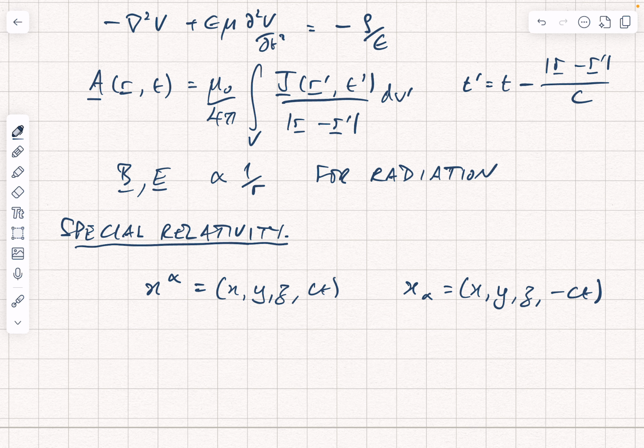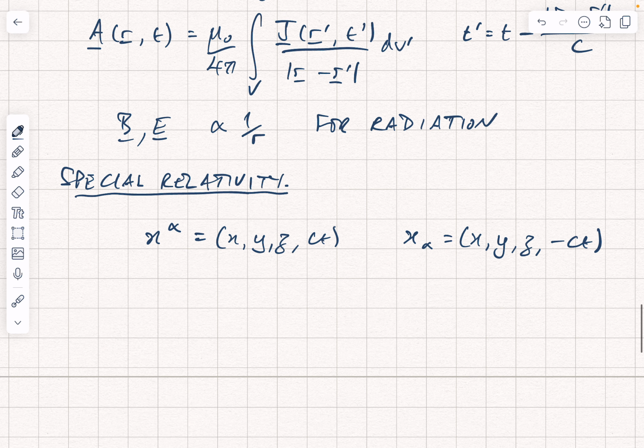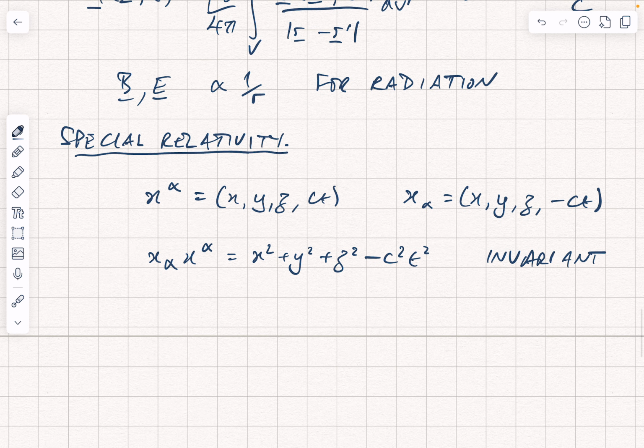And we introduce the rule that if you want to take a dot product or a contraction between 4 vectors, it has to be between a covariant and a contravariant vector. So we write x lower alpha, x upper alpha is x squared plus y squared plus z squared minus c squared t squared. And this is invariant between reference frames. And that leads to a number of rather important points.